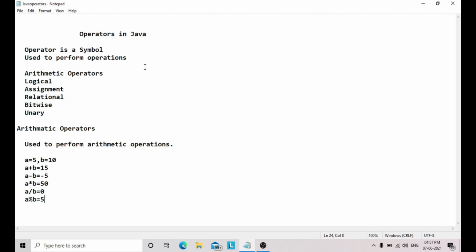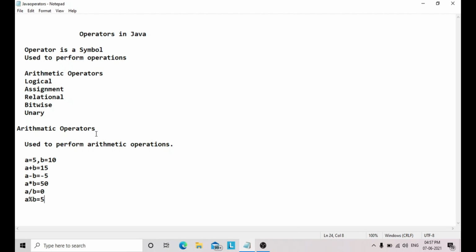There are different types of operators in Java. One is arithmetic operators, another is logical operators, assignment operators, relational operators, bitwise operators, and unary operators. These are the types of operators in Java.